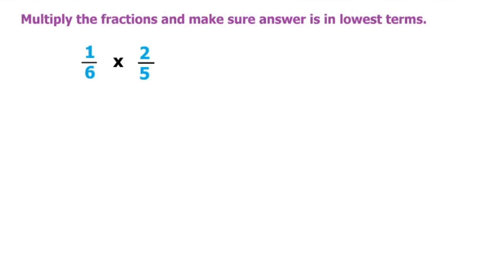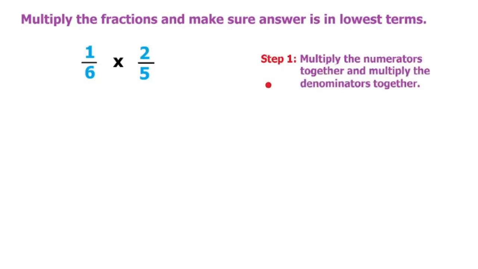In today's lesson, we're going to multiply two fractions and then reduce them to their lowest terms. So multiply the fractions and make sure the answer is in lowest terms. So here's our two fractions, 1/6 times 2/5. And the first step is when you're multiplying two fractions, multiply the numerators together and multiply the denominators together.